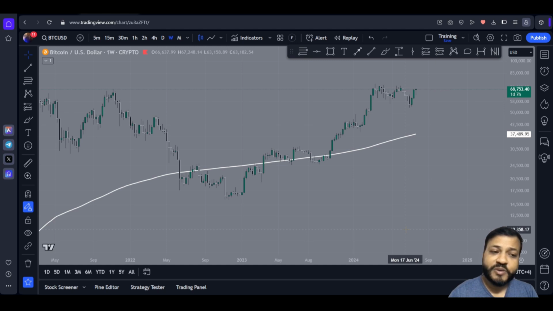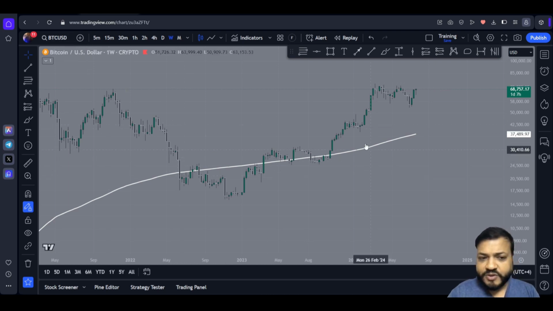So, today we're going to talk about moving averages. So, this is BTC, that's Bitcoin. BTC is the ticker. And today we're going to talk about this line. This is the moving average, and let me show it to you.